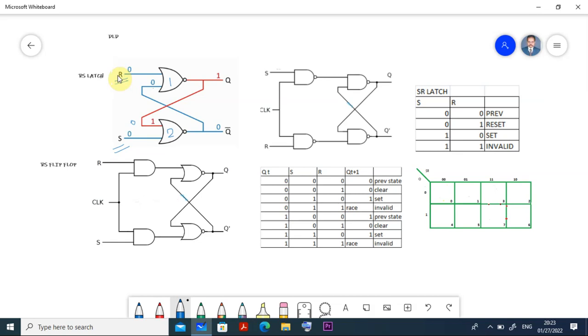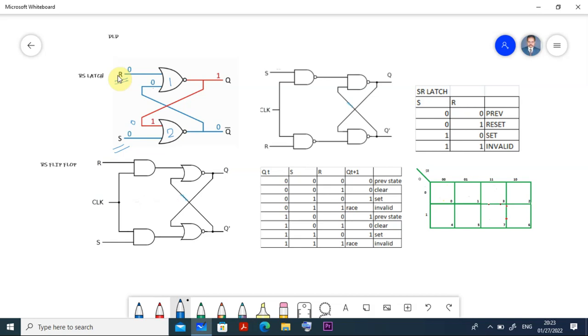The output of the second NOR gate is provided as the input of the first, and the output of the first is provided as the input to the second. On the top the input is R, and here it is S. So these are the latches, which are not clocked. These are the basic flip-flops.